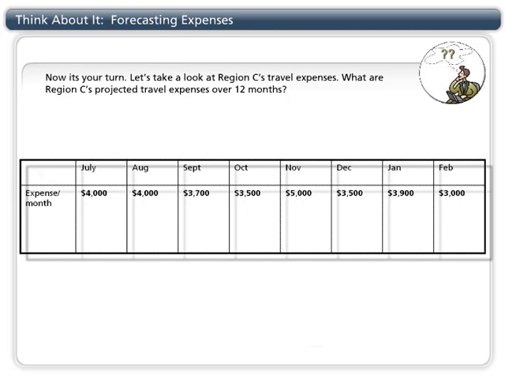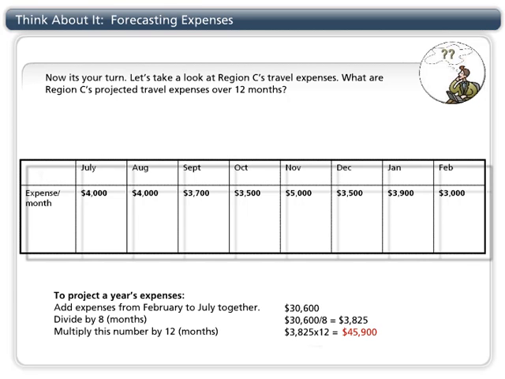Now it's your turn. Let's take a look at Region C's travel expenses. What are Region C's projected travel expenses over 12 months? What is the total? To obtain the average expense per month, divide the total expenditures by 8 months. To project annual expense, multiply the average monthly expense by 12. $30,600 divided by 8 equals $3,000.